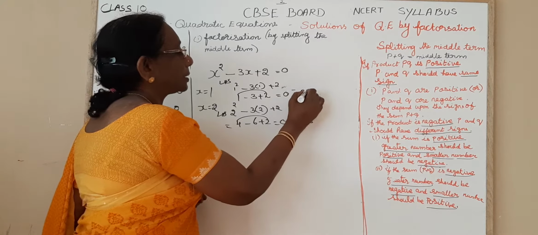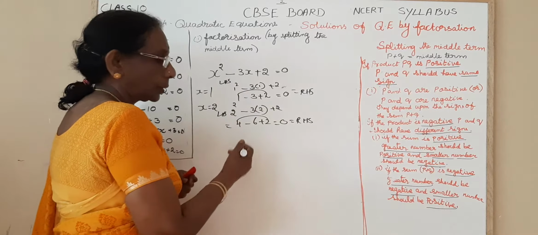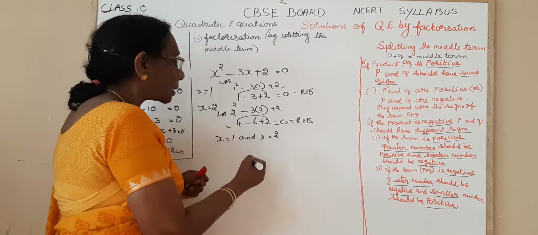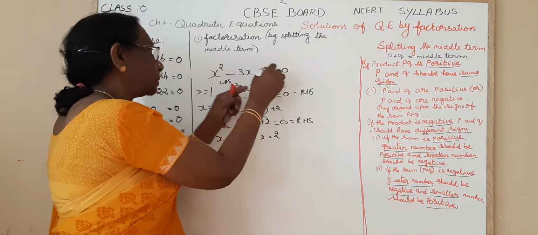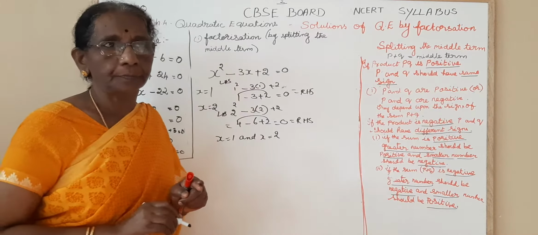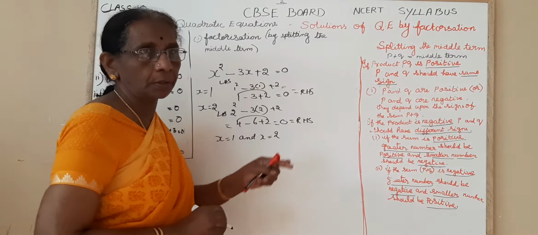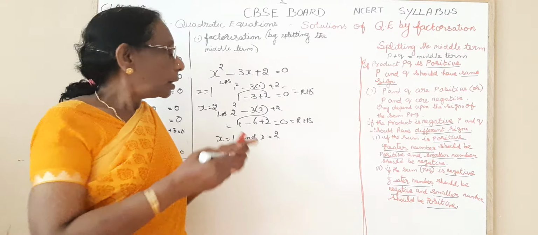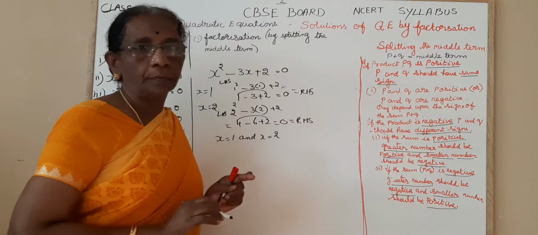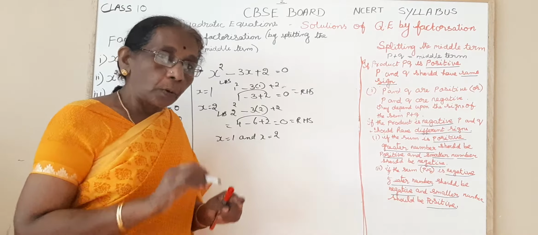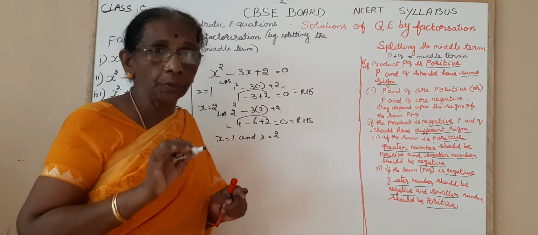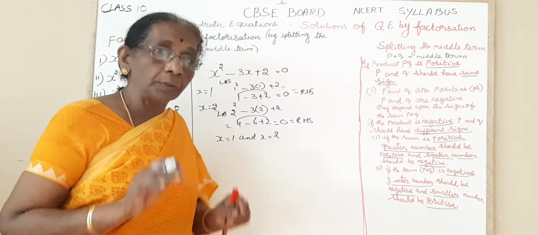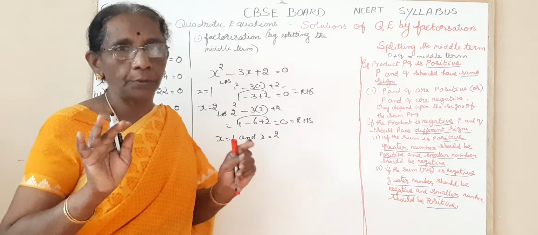Here also, LHS equals RHS. So these two values, x is equal to 1 and x is equal to 2, are the solutions of the quadratic equation x squared minus 3x plus 2 is equal to 0. You won't get any other number as a solution of this quadratic equation. Why? Because a quadratic polynomial has at most 2 zeros. The same way, a quadratic equation also has at most 2 roots or 2 solutions.